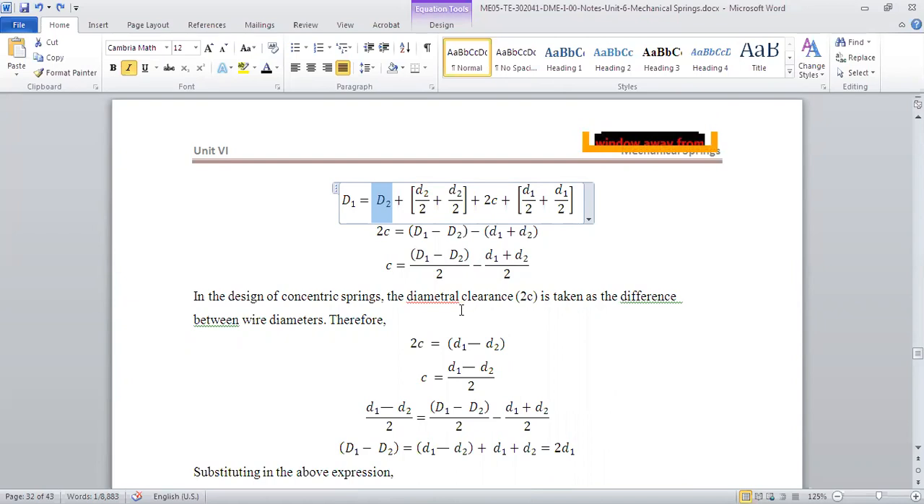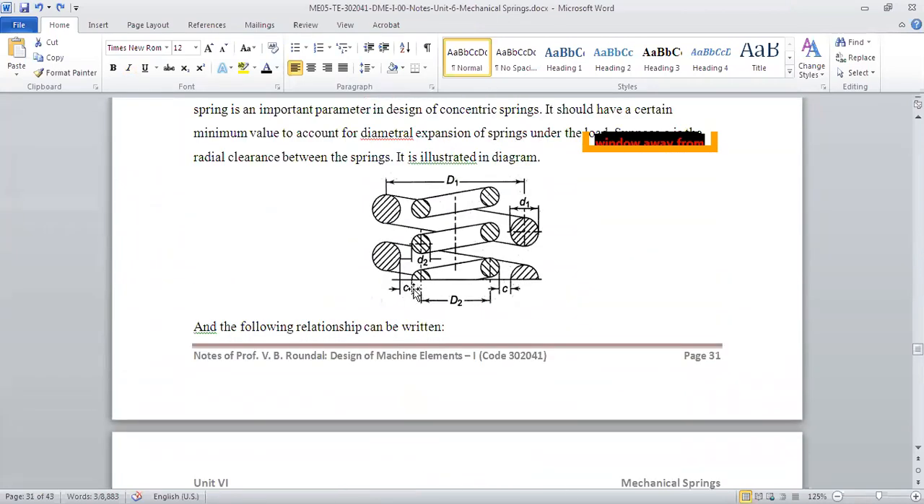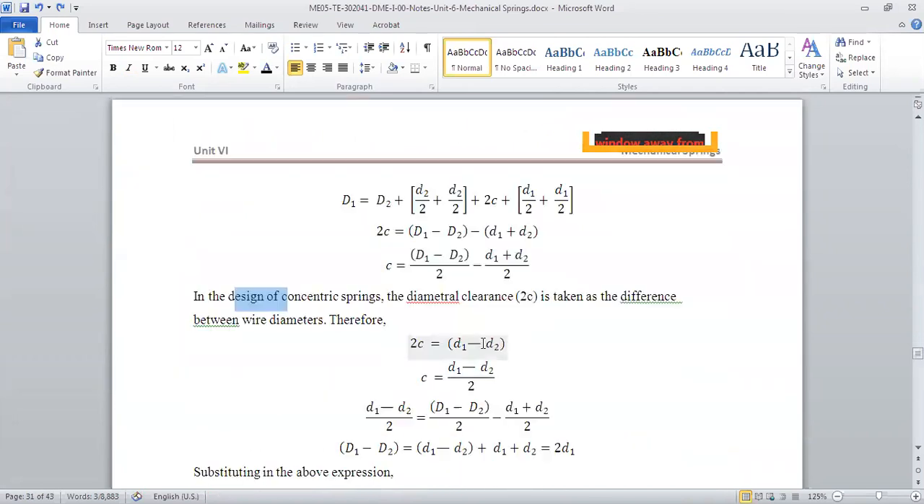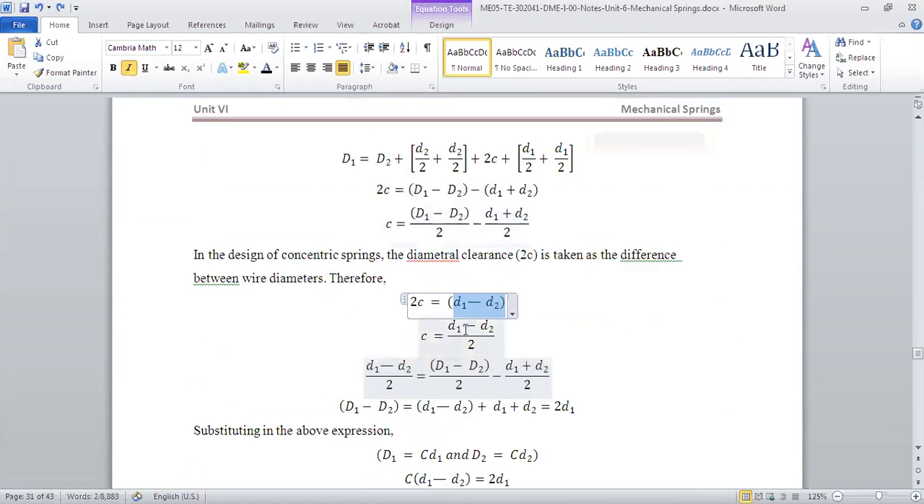So while designing it, we take this diameter clearance 2c, one c on this side, one c on this side, so it is 2c. It is taken equal to d1 minus d2, the difference between the wire diameters. So d1 outer diameter minus d2, we take that as the clearance. So we will put that 2c is equal to d1 minus d2 here.